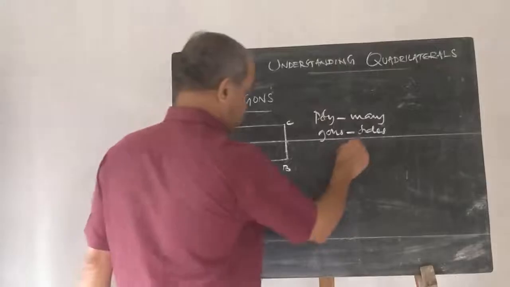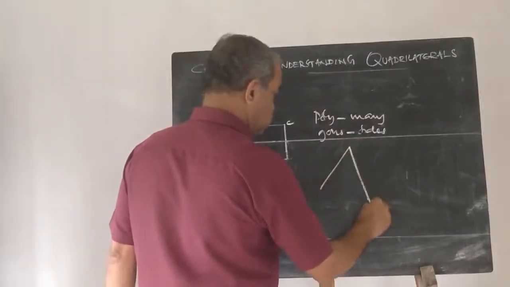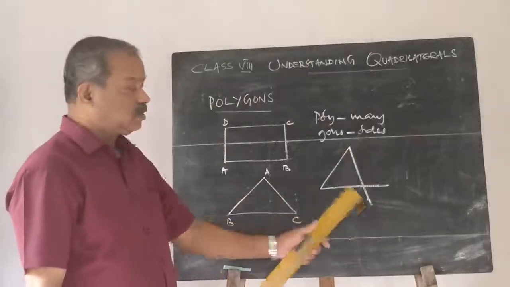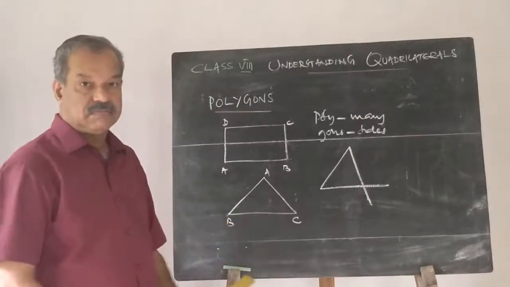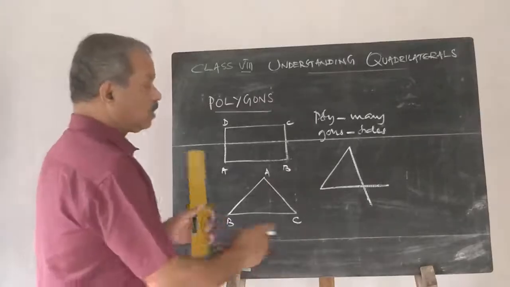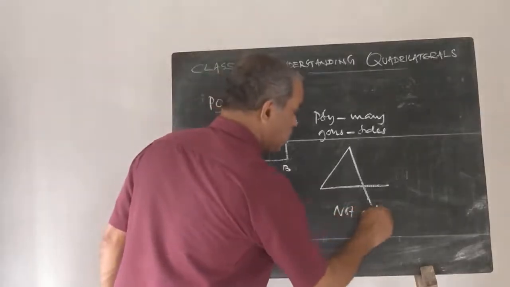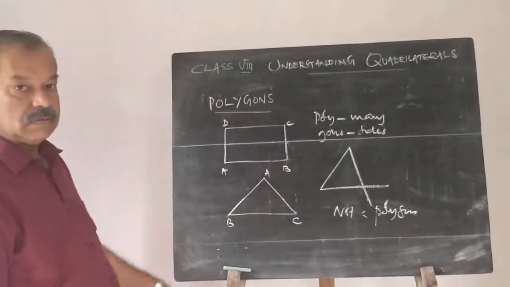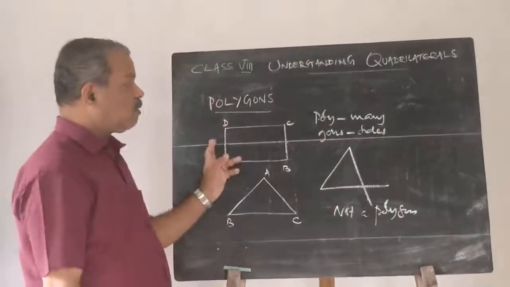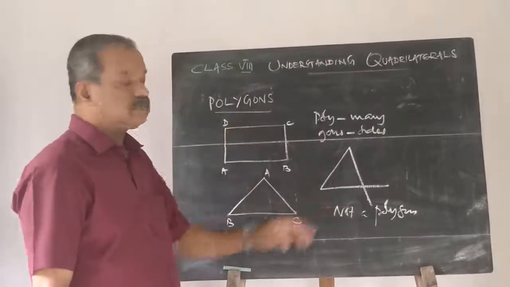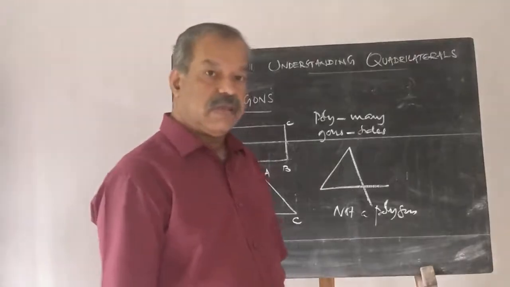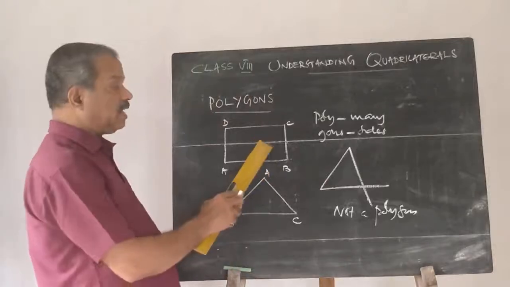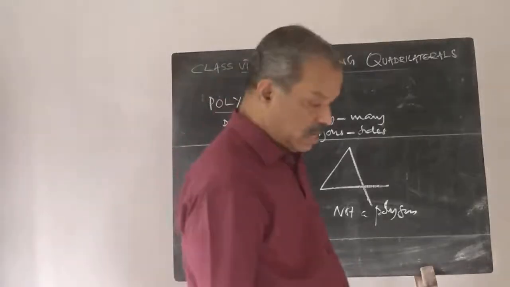To see this, this is not a closed curve, closed figure. So this is not a polygon. So we can classify figures which are polygons and which are not polygons. So a polygon is a simple closed curve made up of only line segments.